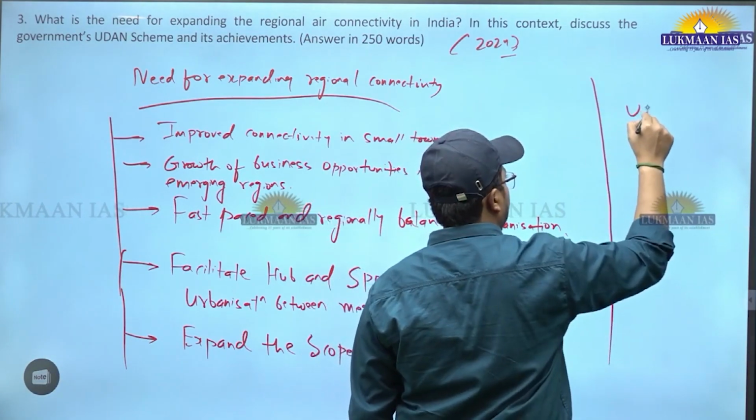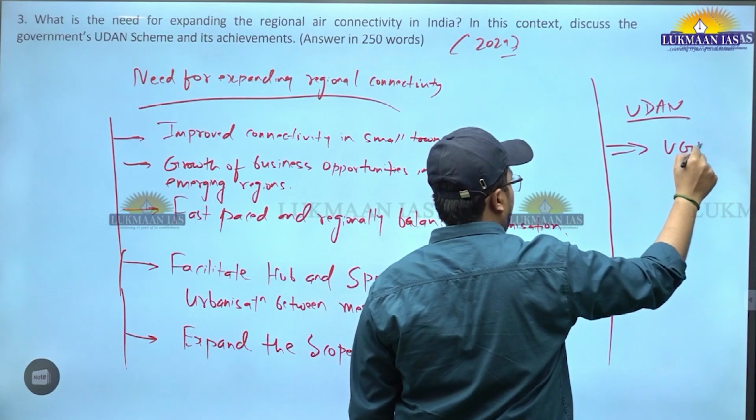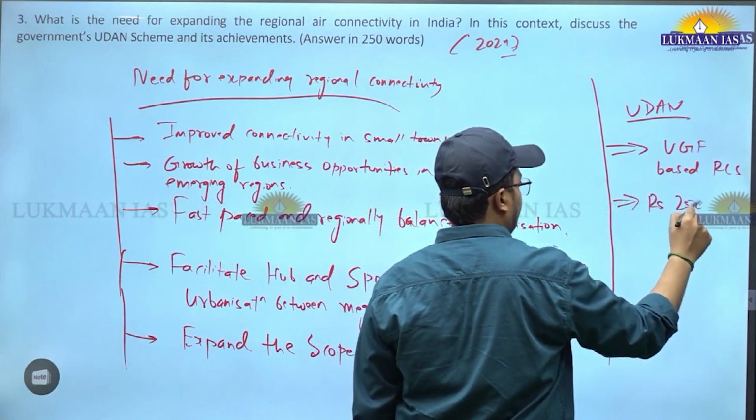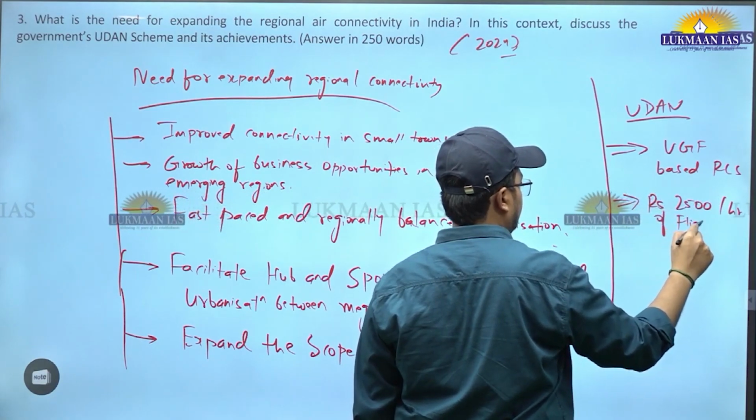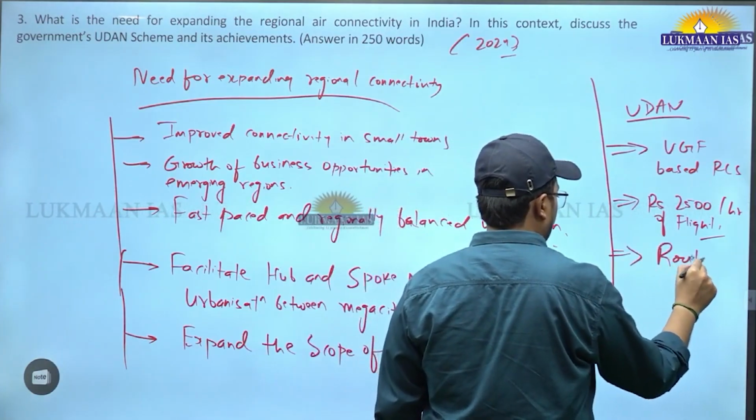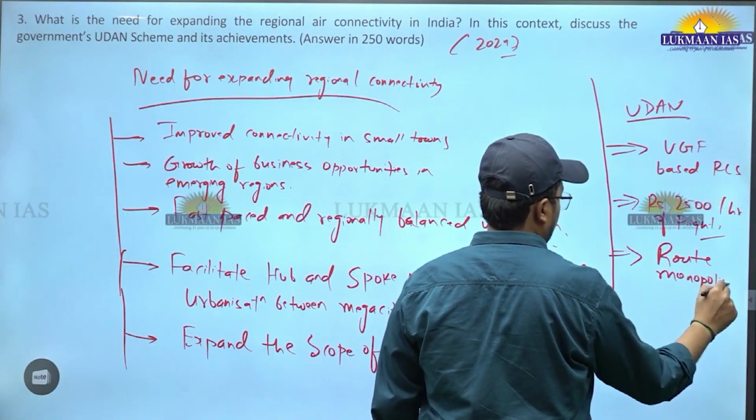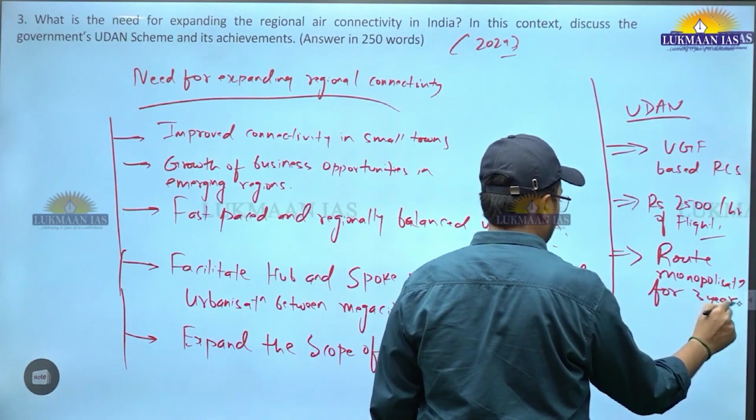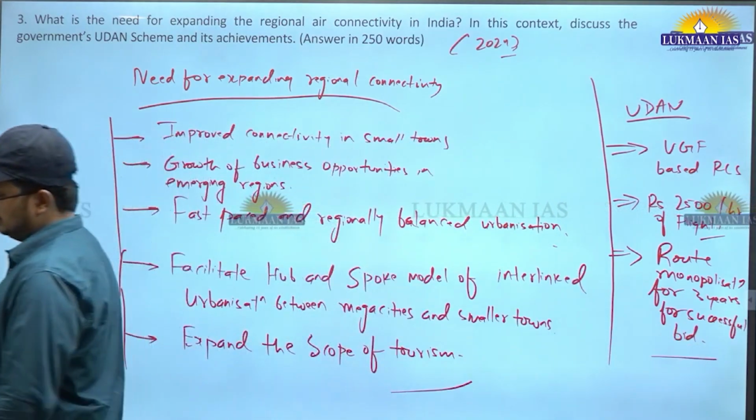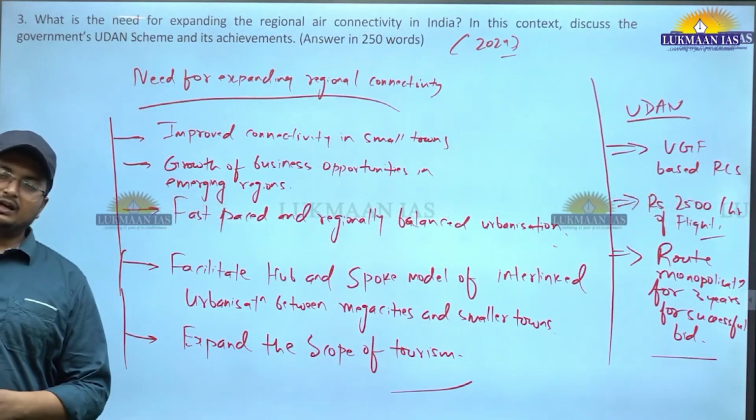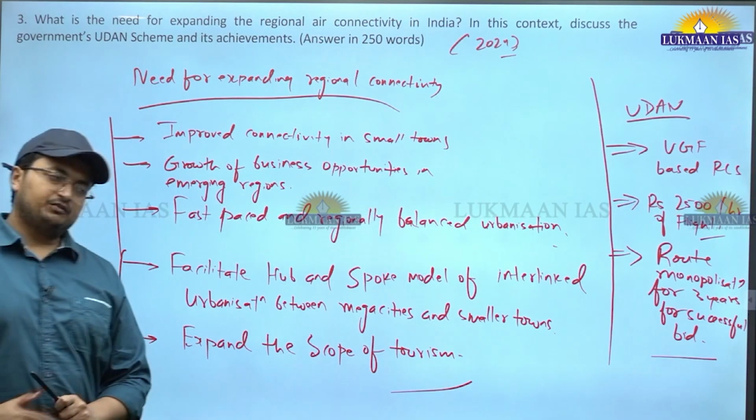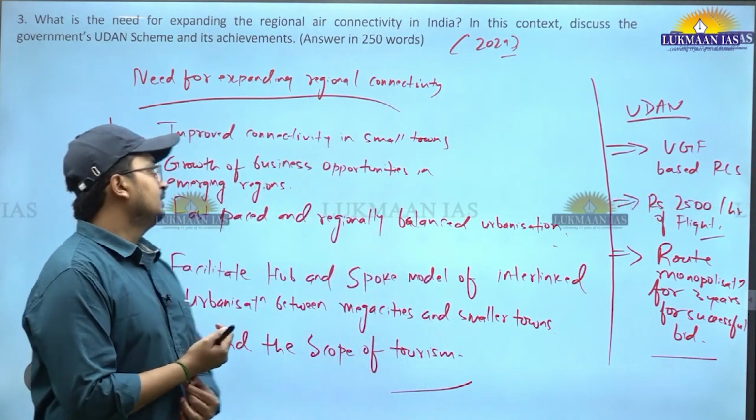So now talking about the UDAN scheme. UDAN is a VGF, viability gap funding based regional connectivity scheme. Viability gap funding of rupees 2500 per hour of flight. Whatever the ticket cost would be borne by the government. There would be route monopolization for 3 years for the successful bid. To add to that, there's a project about developing helipads and also developing smaller planes and smaller airstrips specifically for leveraging cargo operations from those areas. So this is the idea behind the UDAN scheme.